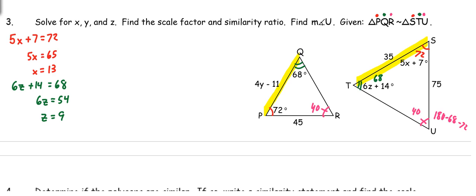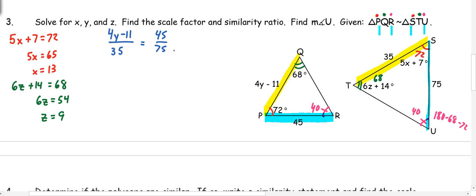So far in our proportion, we would have (4y minus 11) over 35. Then if I look at my triangle, the other side that has a number is PR. PR is the first and last letter, so it corresponds with SU, which also has a length. So we can set this equal to 45 over 75 and cross multiply. So we get 75 times (4y minus 11) equals 35 times 45.